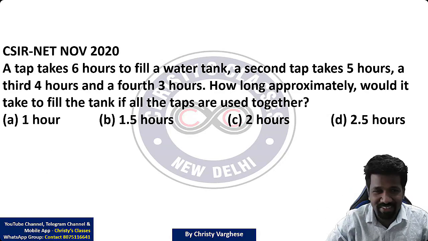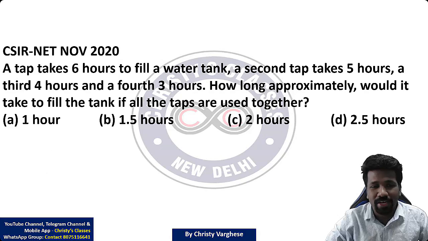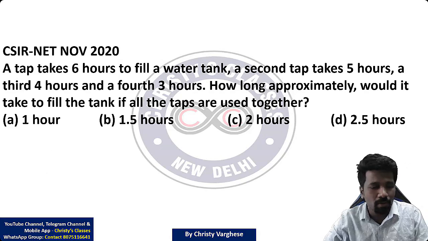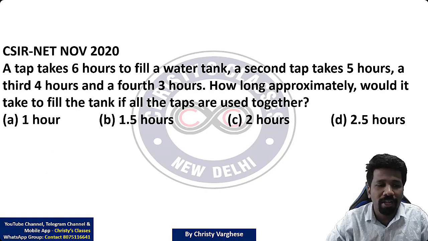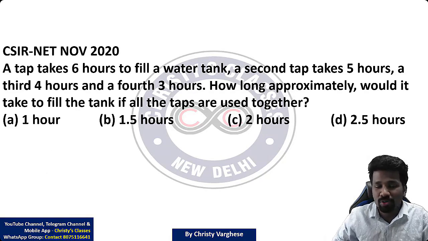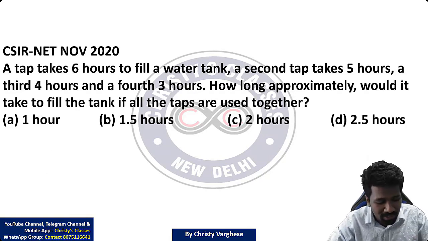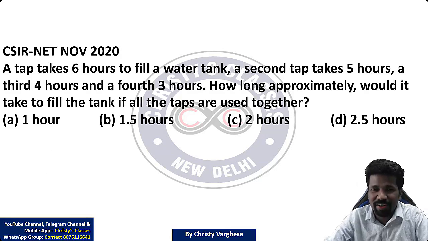That's the only difference. Third pipe को 4 hours लगेगा same work करने के लिए. Fourth pipe को 3 hours लगेगा same work करने के लिए. How long approximately would it take to fill the tank if all taps were used together? All taps used together means they all are working together.